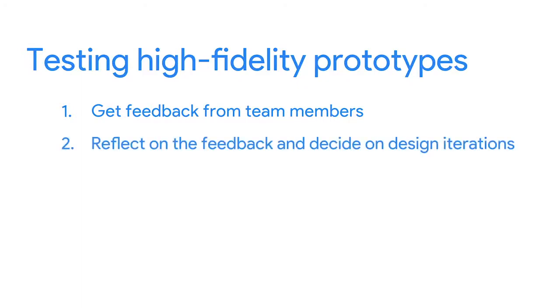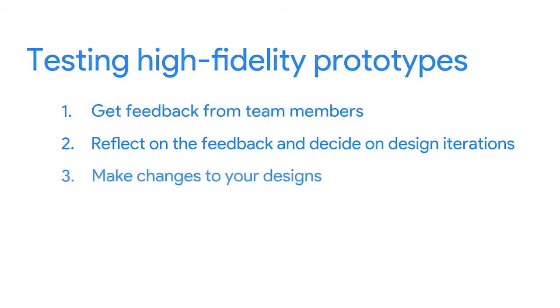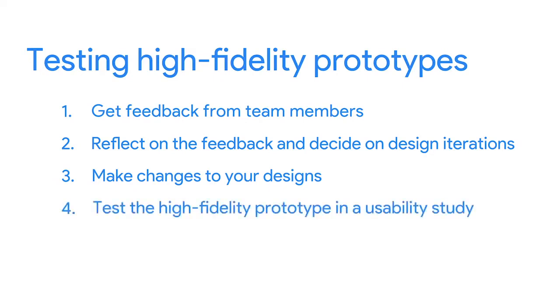Second, reflect on the feedback and decide on design iterations. Don't feel like you have to take into account every single piece of feedback that you receive. Remember, when reviewing feedback and data, you're looking for themes or patterns and coming up with insights. Third, make changes to your designs. These might be small tweaks to a color in your mockup or an entire rework of a whole page. Both are completely okay. And fourth, test the high-fidelity prototype in a usability study.